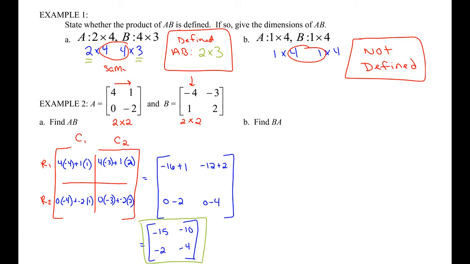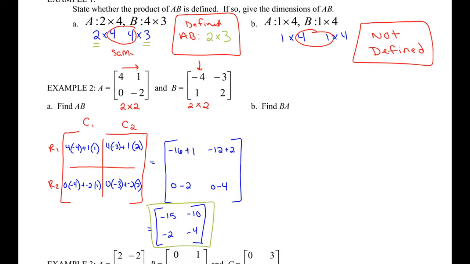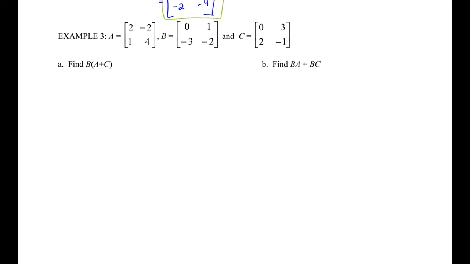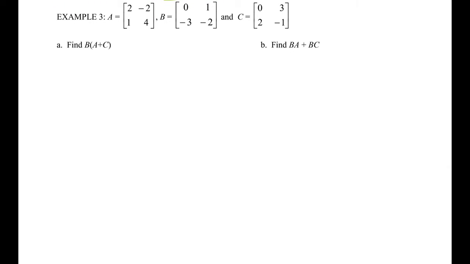Okay. We're going to do one more together, and that's going to be 3a. And we are going to find b times the quantity of a plus c. And we want to make sure that we complete inside the parentheses first. So first I'm going to add a and c together. So I want to make sure that they have the same dimensions in order to add them together, which they do.